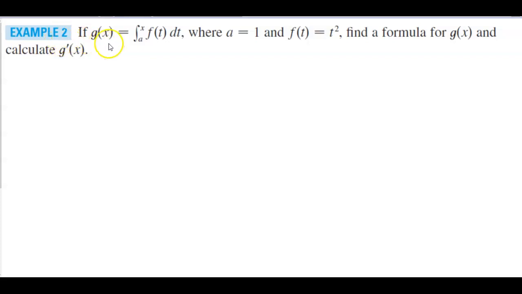Example 2: if g of x is equal to the integral of f of t dt going from a to x, where a is equal to 1 and f of t is t squared, find a formula for g of x and then calculate g prime of x. Okay, so let's first take a look at g of x.